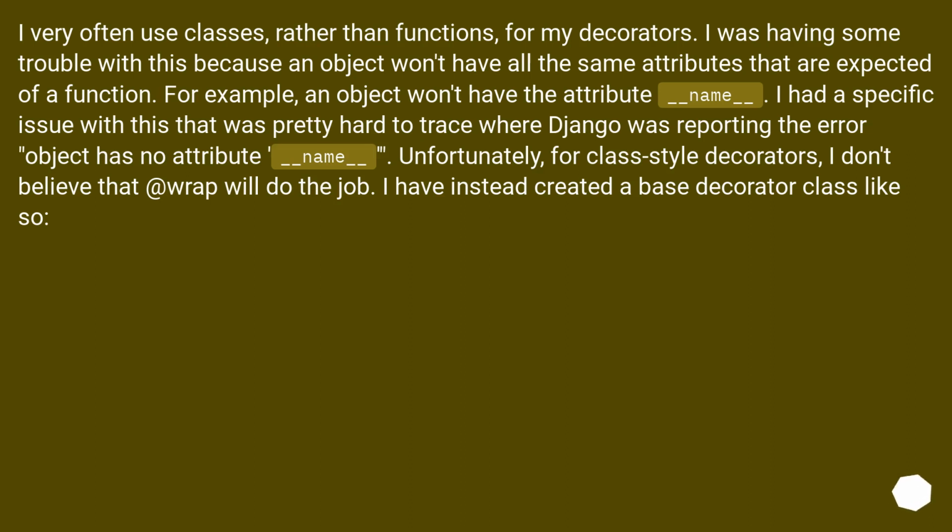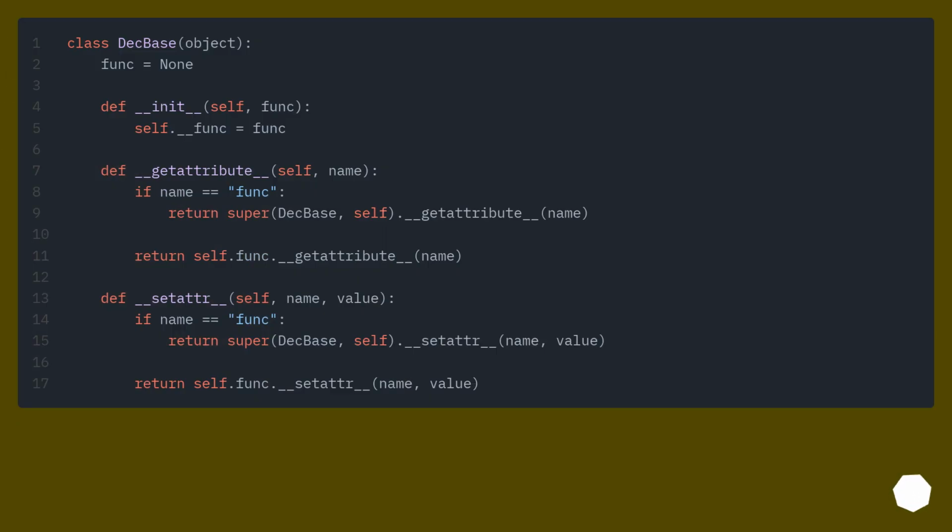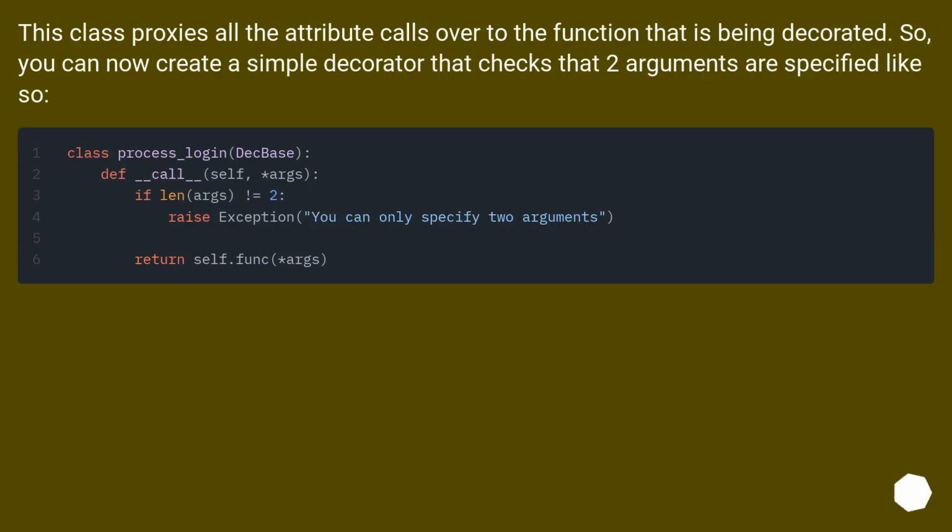I have instead created a base decorator class like so. This class proxies all the attribute calls over to the function that is being decorated. So, you can now create a simple decorator that checks that two arguments are specified like so.